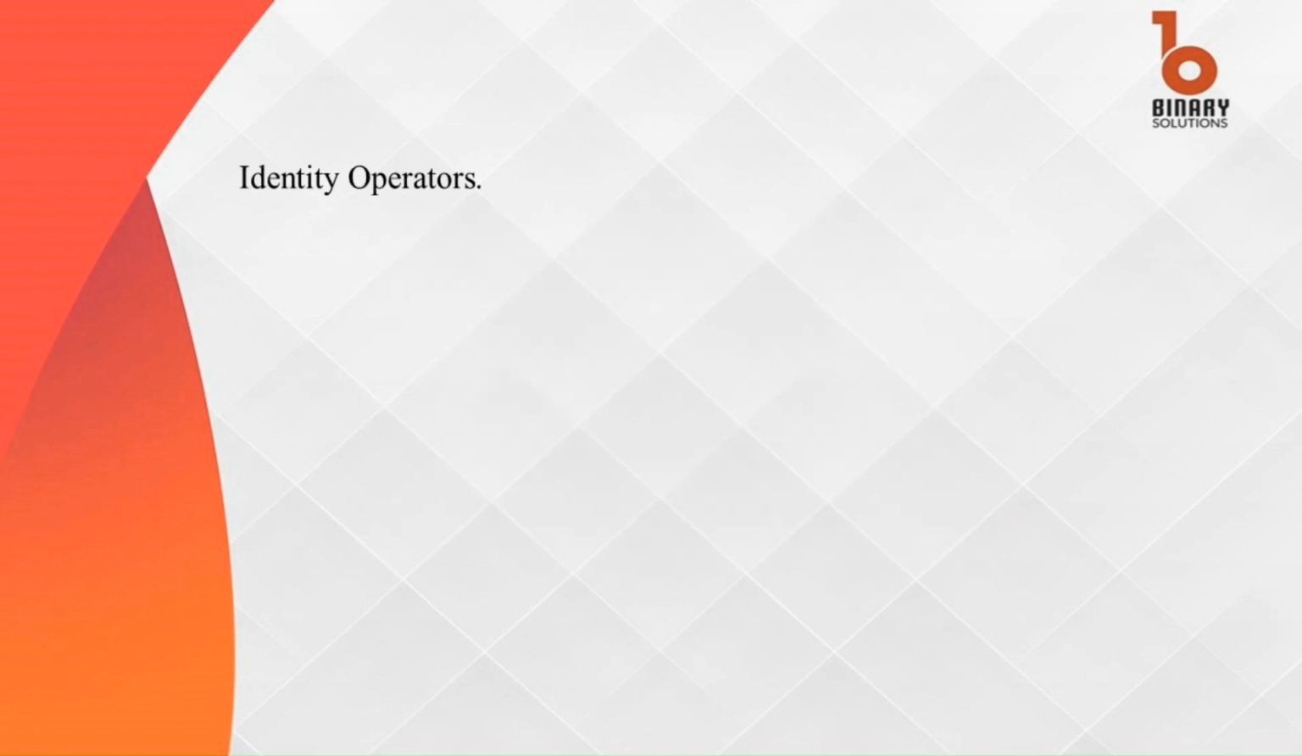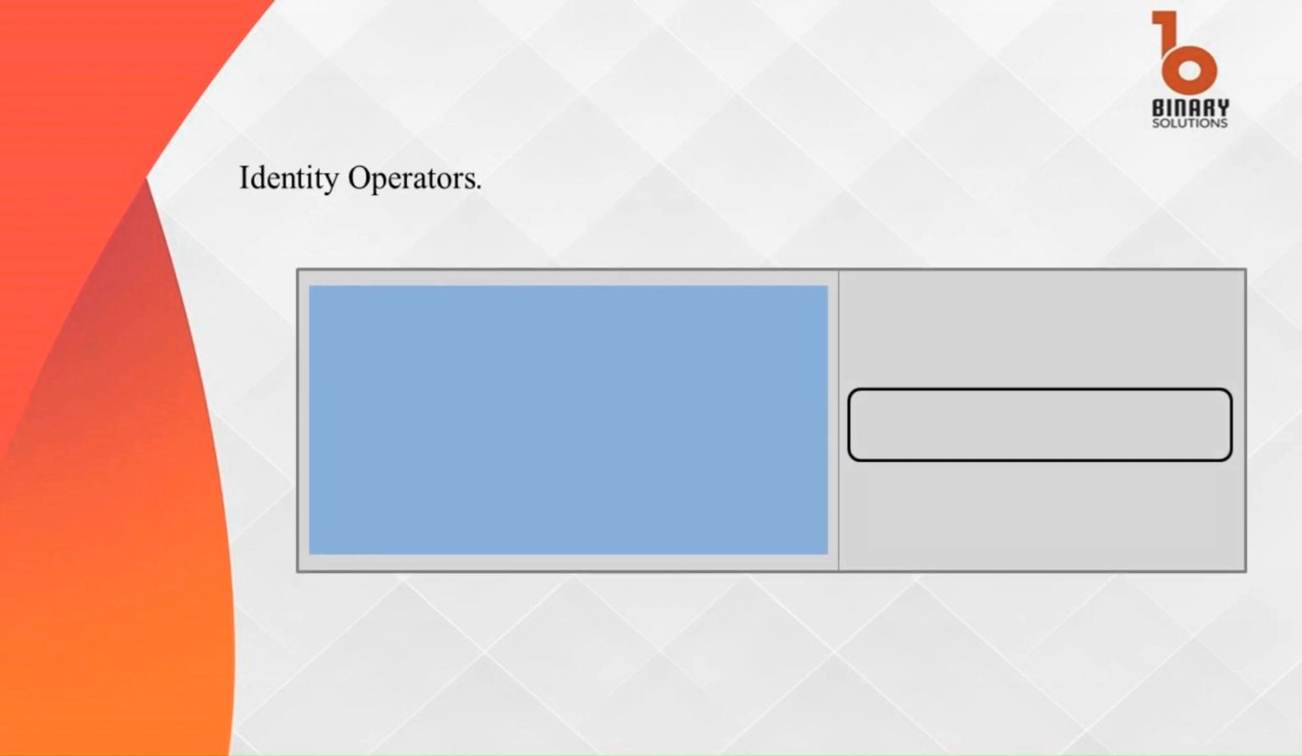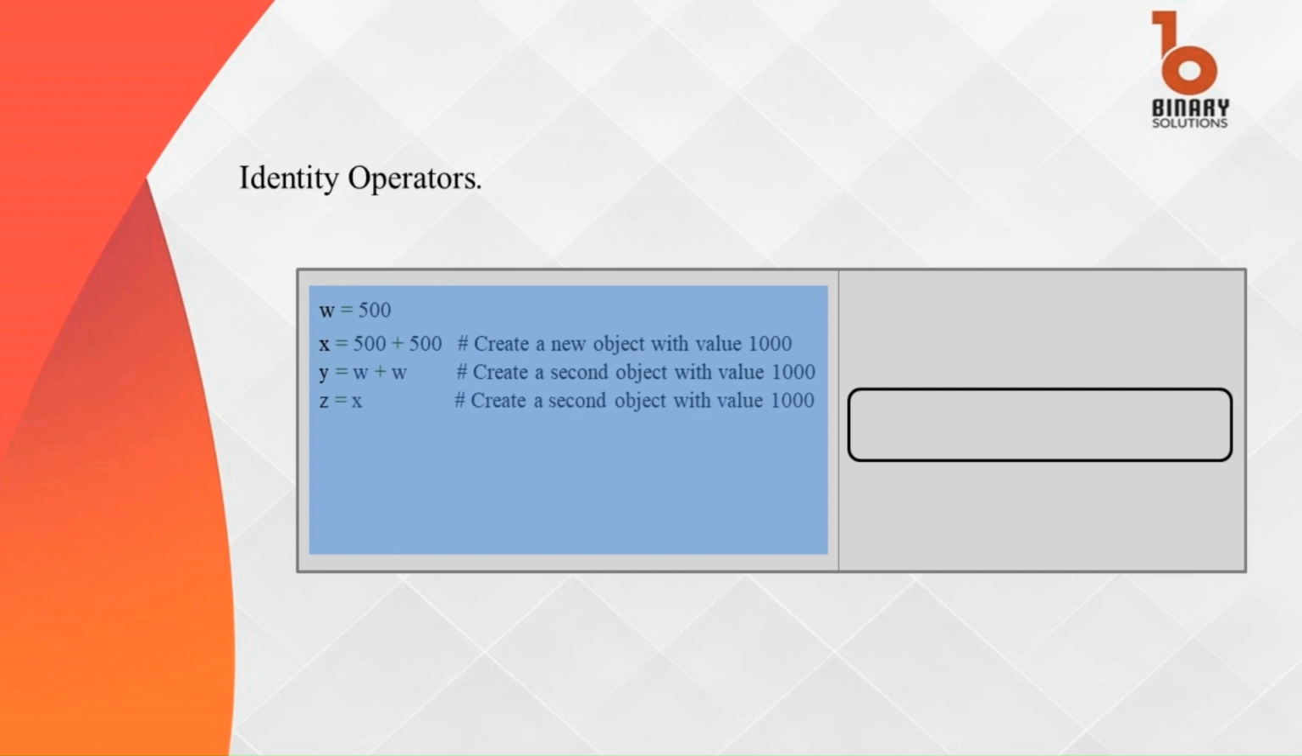In this example, the program uses the identity operators is and is not to check if two variables point to the same object in memory. The variables w, x, y, and z are assigned values, with w set to 500, x and y both equaling 1000, and z being assigned the value of x. The first check confirms that z and x refer to the same object in memory, printing "z and x are bound to the same object." This illustrates how the is and is not operators evaluate whether two variables are referring to the same object, rather than merely comparing their values.